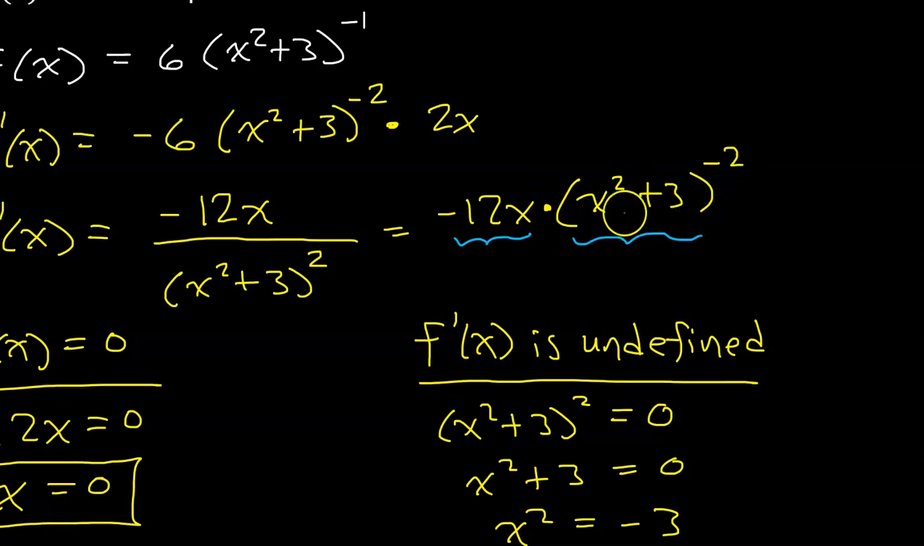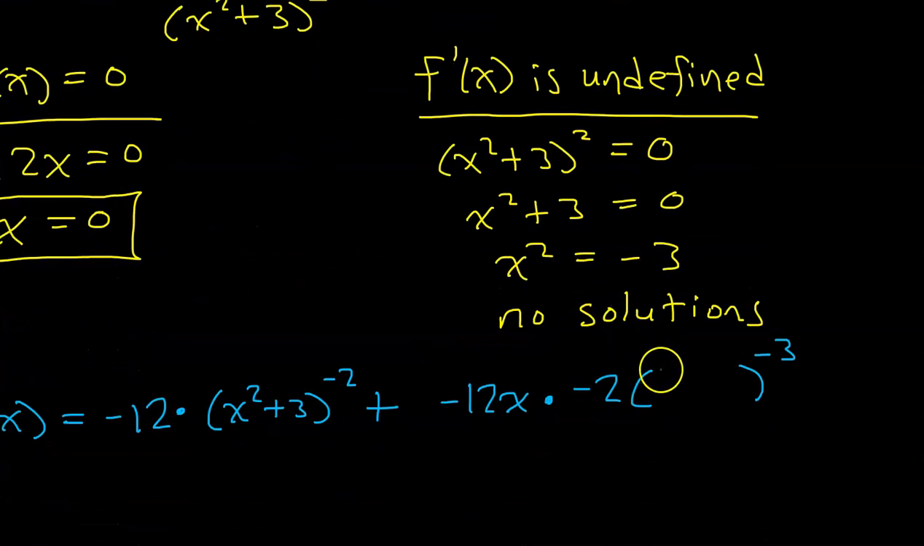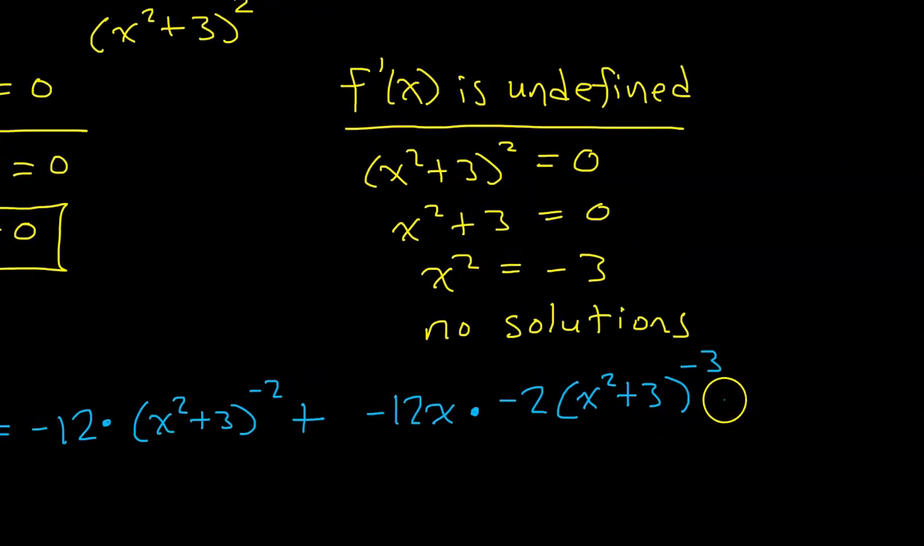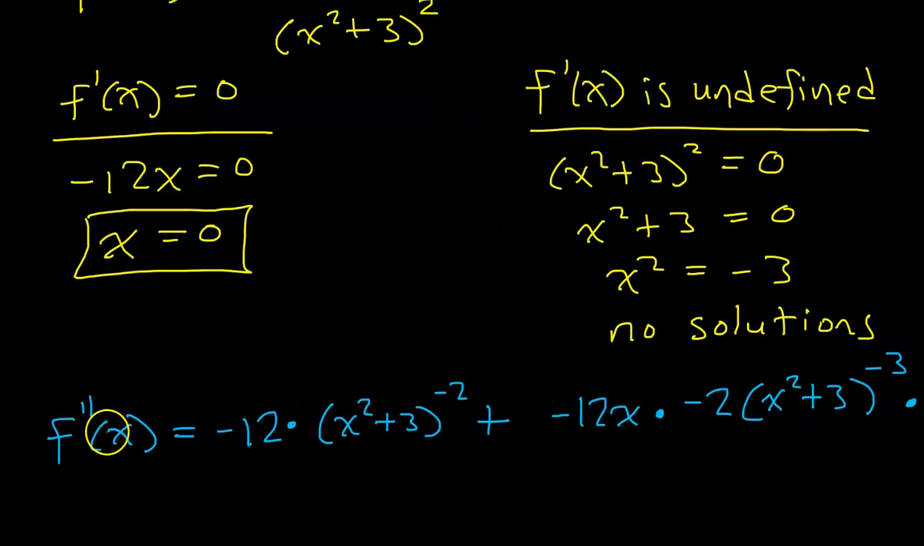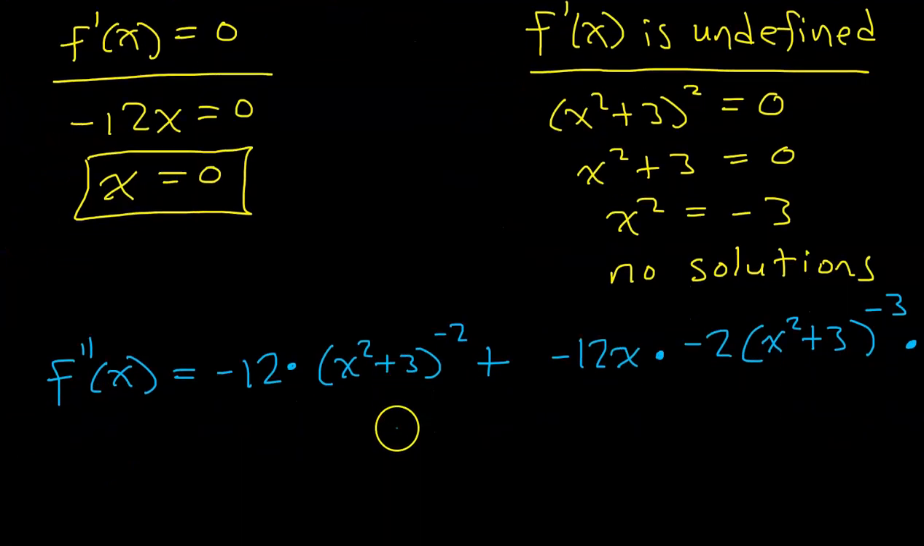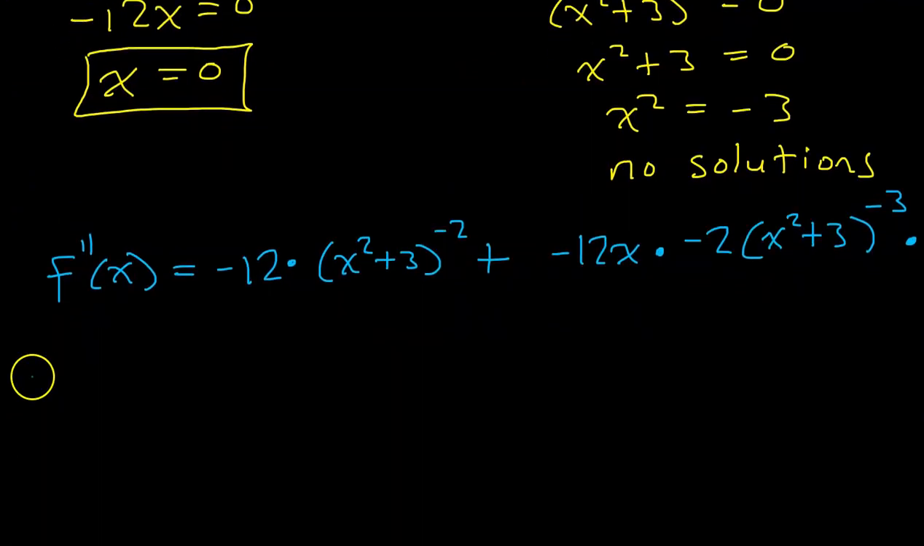The inner function stays the same for this part of it, so I keep my x squared plus 3. But please don't forget, for the chain rule, we then have to multiply by the derivative of the inner function. The derivative of x squared plus 3 is simply 2x. All right, quick power rule, derivative of a constant is 0. So this is an expression for the second derivative. Let's just clean it up as much as we can.